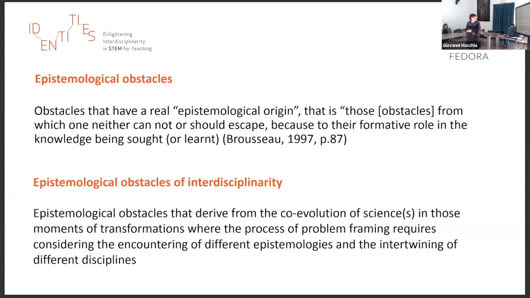They are epistemological, but there are specific epistemological obstacles that refer to interdisciplinarity. They are particularly obstacles that emerge in complex problems where different disciplines, with their epistemologies, clash with each other, and so the epistemological obstacle derives from this clash between the different epistemologies of the different disciplines. So this is the idea.